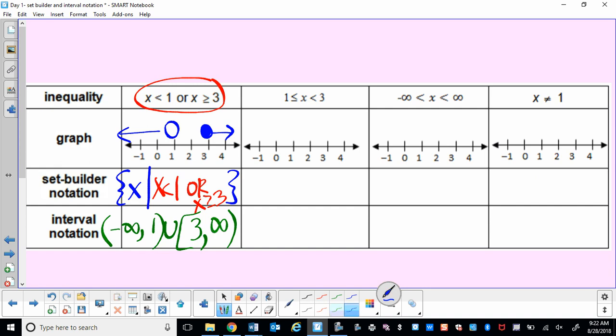All right, your second inequality. Or graph or and graph? And, I like ands. Let's put 2 circles on 1 and on 3. My circle on 1, it says x is greater than or equal to 1 and less than 3. So 1 is going to have an open circle or closed circle? Closed. What about my 3? Open. Then I'm going to connect the 2.